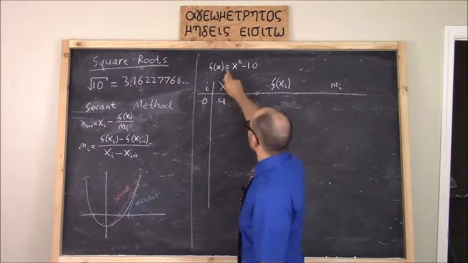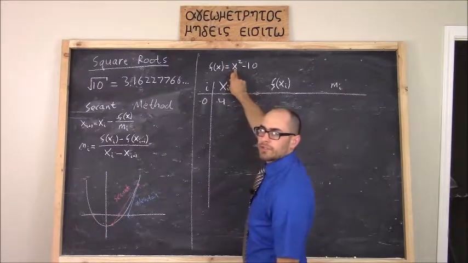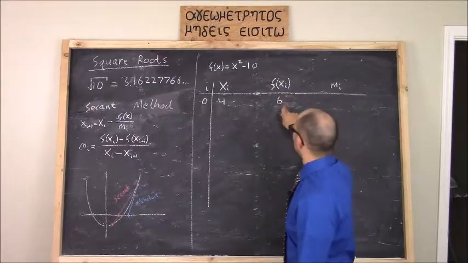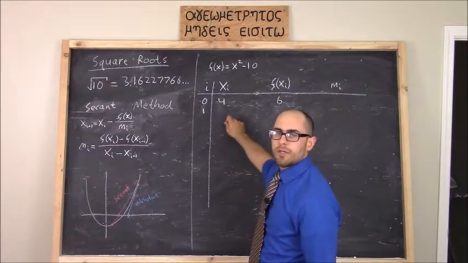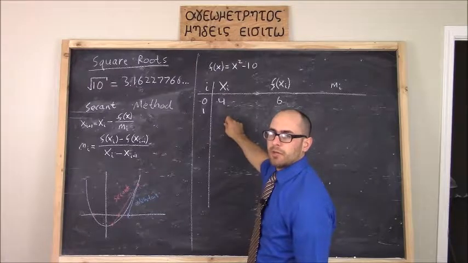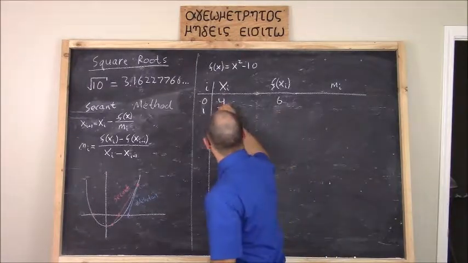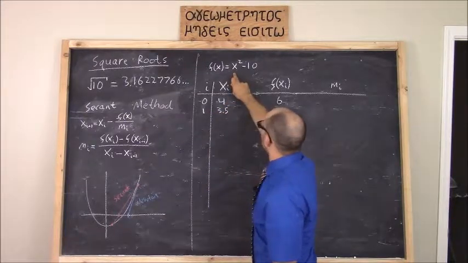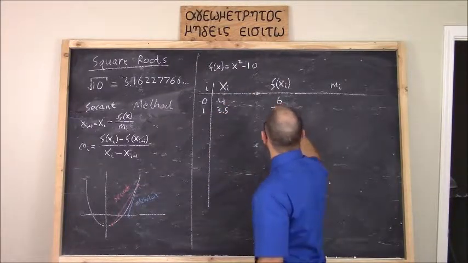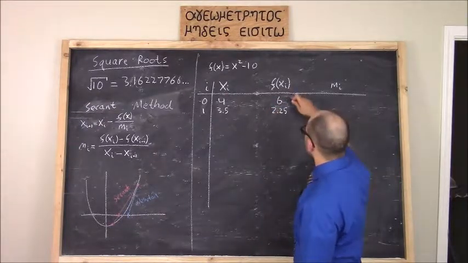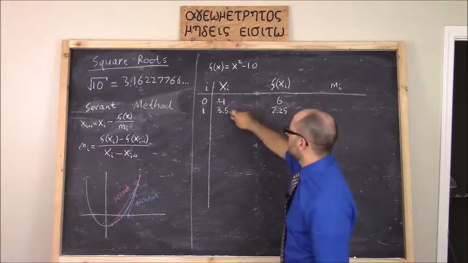When I plug that into my function, 4 squared is 16, minus 10 is 6, f of 4 is equal to 6. I must also input a number for x1. Again, this doesn't matter too much, so I'll just choose 3.5. 3.5 squared minus 10 is equal to 2.25. So now I have 2 values for f and 2 values for x.